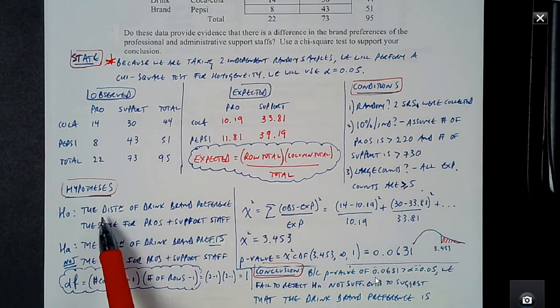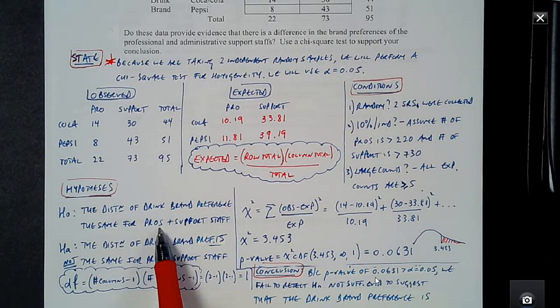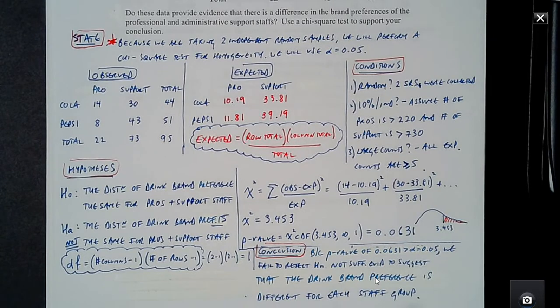So for the null, the distribution of drink brand preferences are the same for professionals and also for support staff. For the alternative, you just negate it. So the distribution of drink brand preferences is not the same for professionals and support staff.